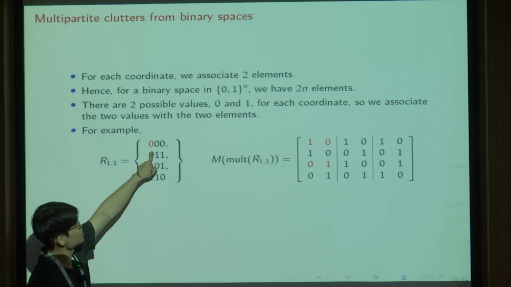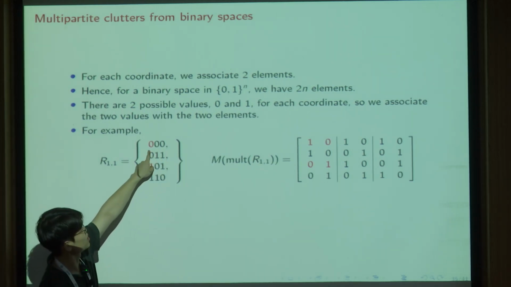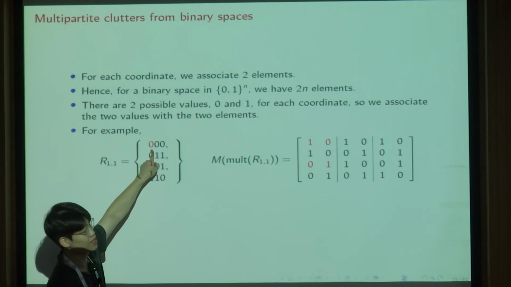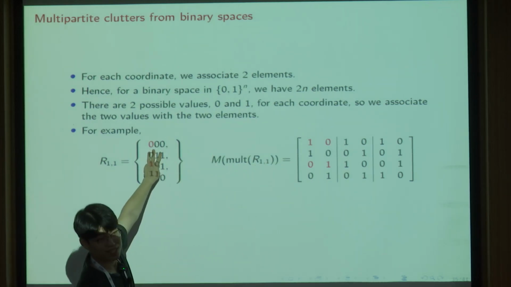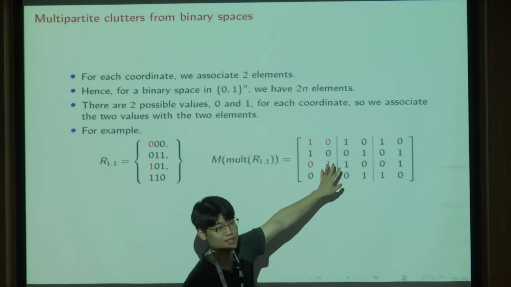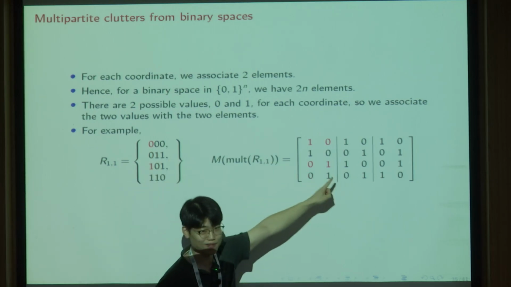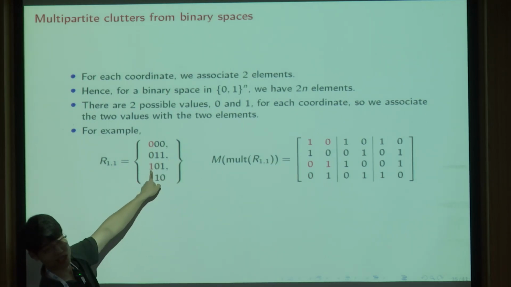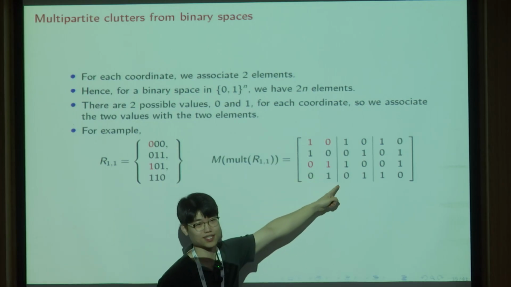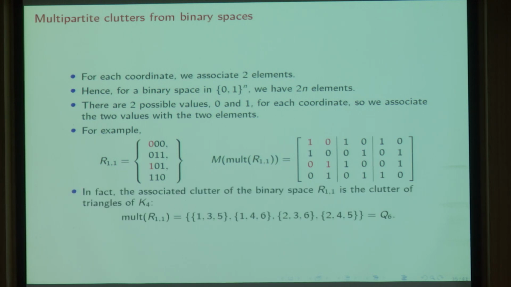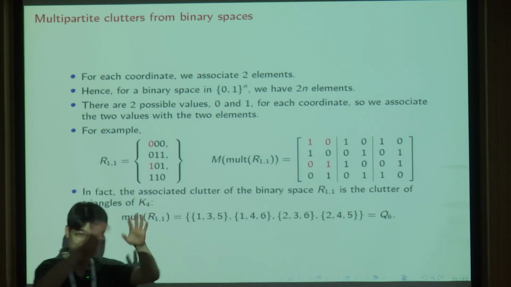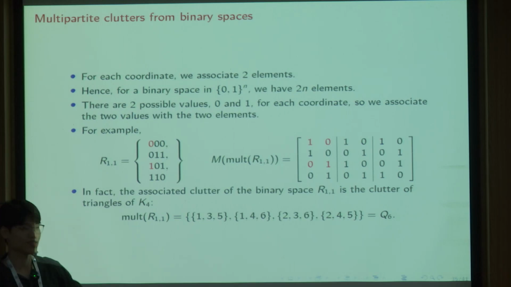So for one coordinate, I associate 2 elements as the following. So I have 0, 0, 0. And let's focus on this coordinate of value 0. I assign 1, 0. I have 3 dimensions, so I have 6 elements in my cluster. But 0 corresponds to 1, 0. And 1 here corresponds to 0, 1. And this generates the cluster of triangles in K4. So this construction contains many nice examples in this set covering problem.